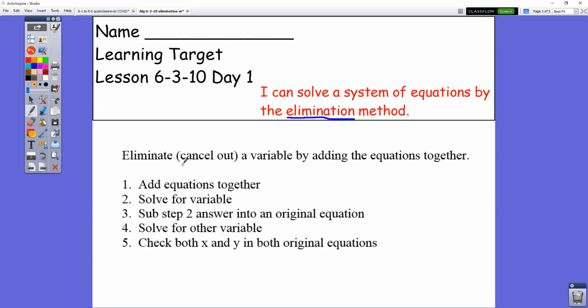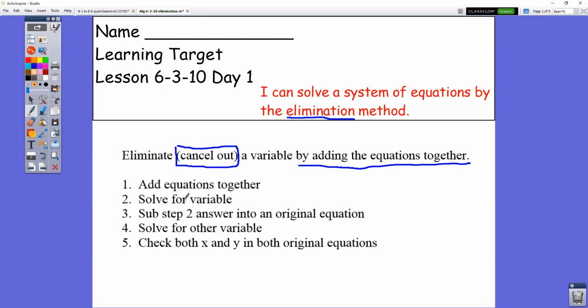In our terms, eliminate is going to mean that a total letter, either your x or your y or whatever letter you're using in the question, is going to totally disappear. We're going to eliminate it because it's going to cancel out. And the way that we're going to do that is by adding the equations together. The very first step is that you are going to add the equations going down.